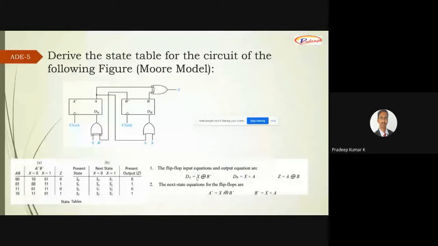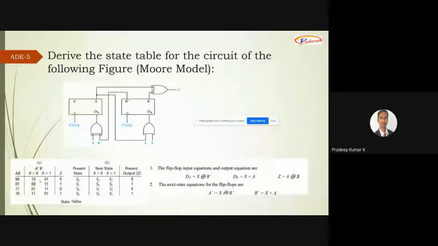So by seeing both the equations, we find that in the first equations we write for DA and DB. In the next state equation, we write the same equation with respect to A plus and B plus. Okay, so that is your present state and the next state of the flip-flop. The state table shows like this.